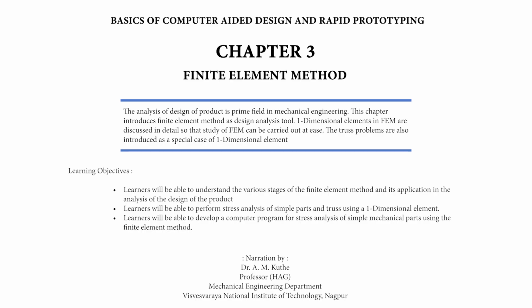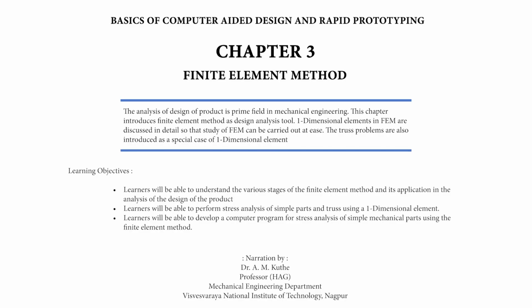This can be expressed as u equals to N1 u1 plus N2 u2, where N1 is equals to 1 minus x by L and N2 is equal to x by L, where N1 and N2 are called shape functions of point P. Every point on the element domain has a unique shape function. It is important to note that there are two shape functions, that is N1 and N2, for the one-dimensional element. This is because one-dimensional element has a minimum of two nodes.